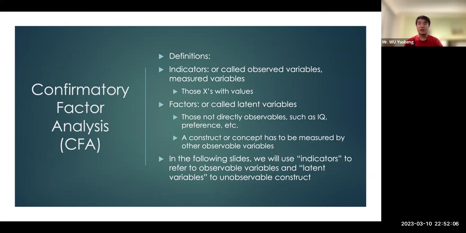In this case, we already know the relationship between latent variables and observed variables, because latent variables are those factors, variables, or constructs of our interest which cannot be directly observed. We have to use other observable variables to measure them. Take the example of IQ again. We cannot directly measure IQ because it is not directly observable, but we can use lots of different IQ tests or other exams to some degree to measure IQ.